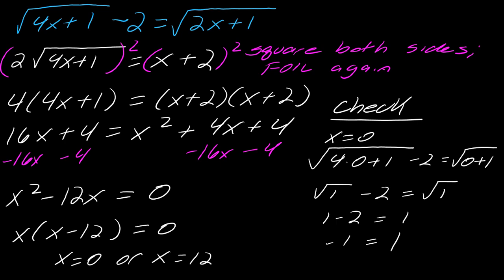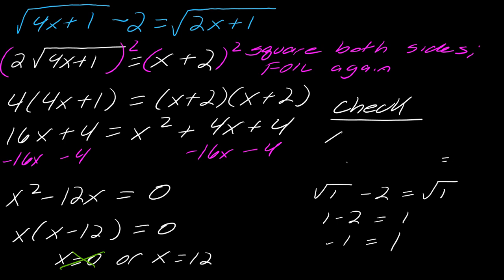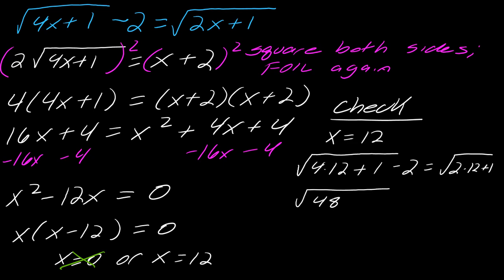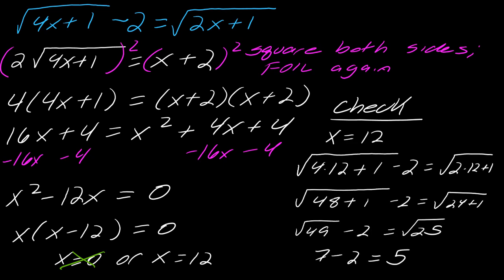Okay, so check this out. I plugged 0 in, and what I ended up getting was -1 equals 1. So what that tells me is that 0 is not actually a solution. So now I have to check the other one. So let me just get rid of all this and I'll try the other one. And so 12 actually works out, so there's my only solution.